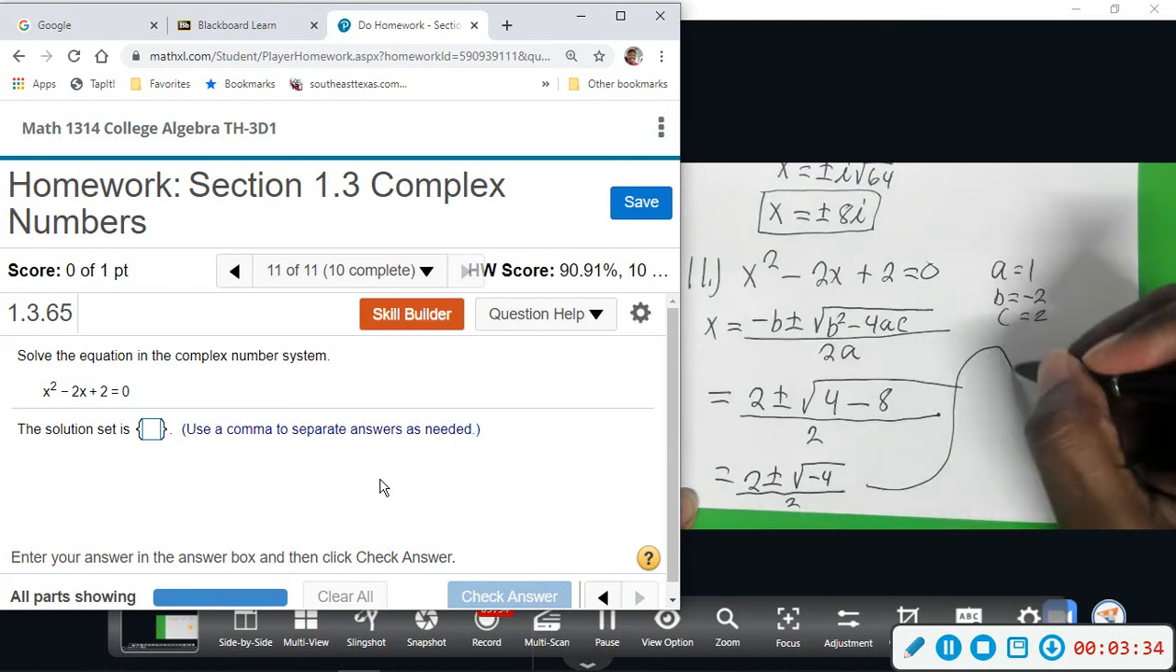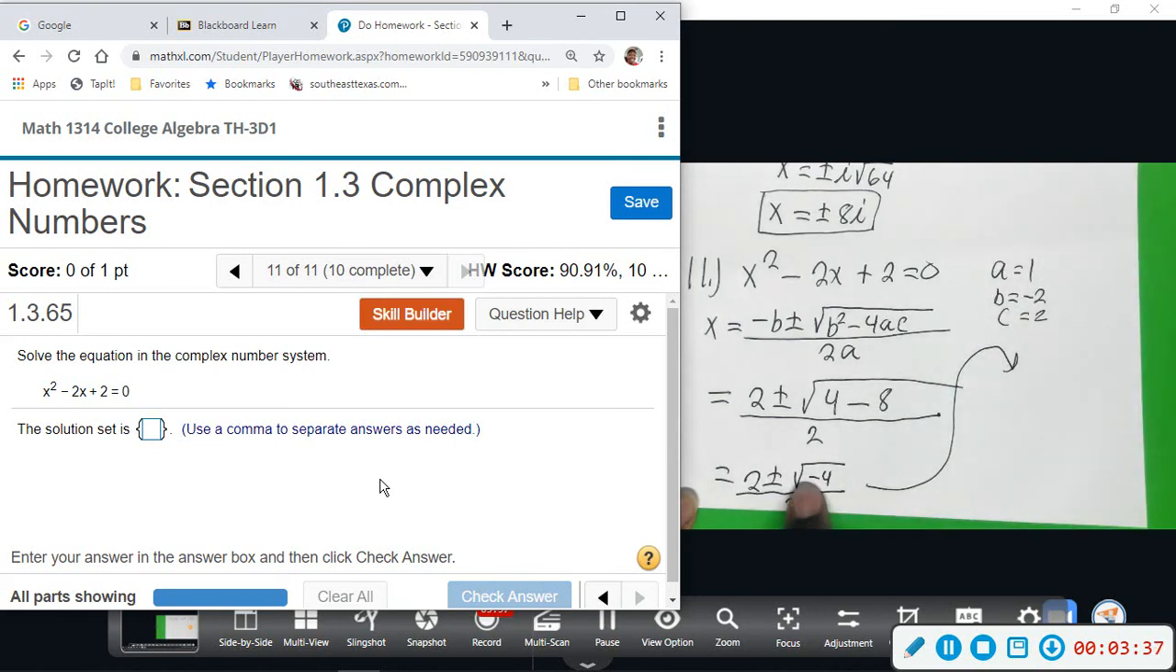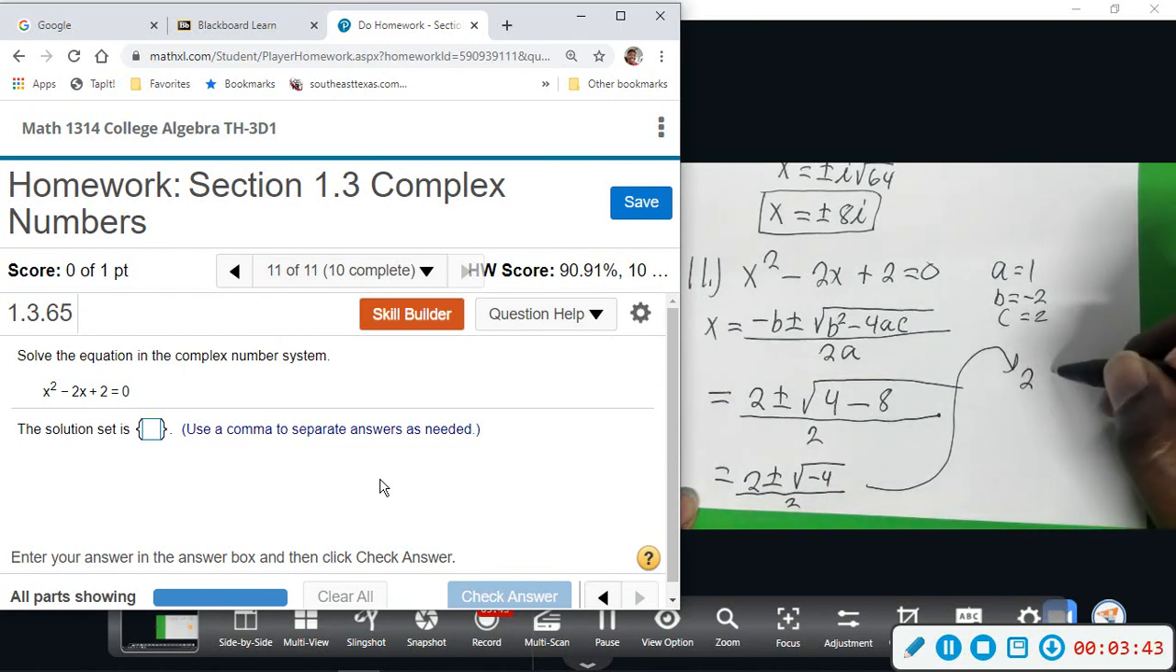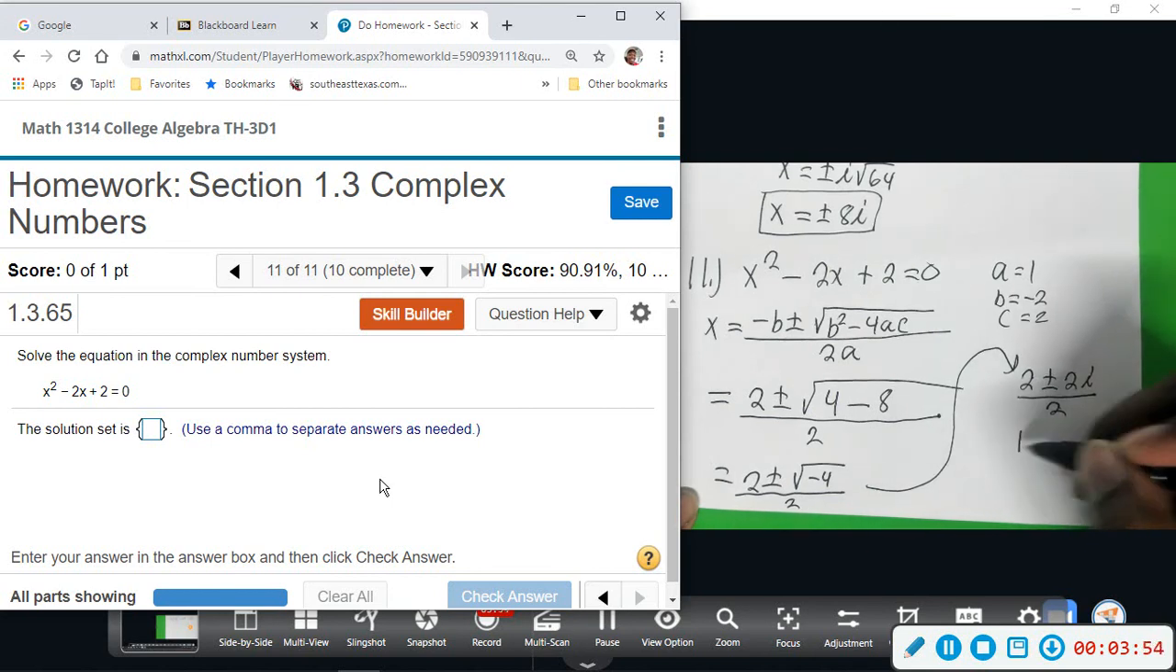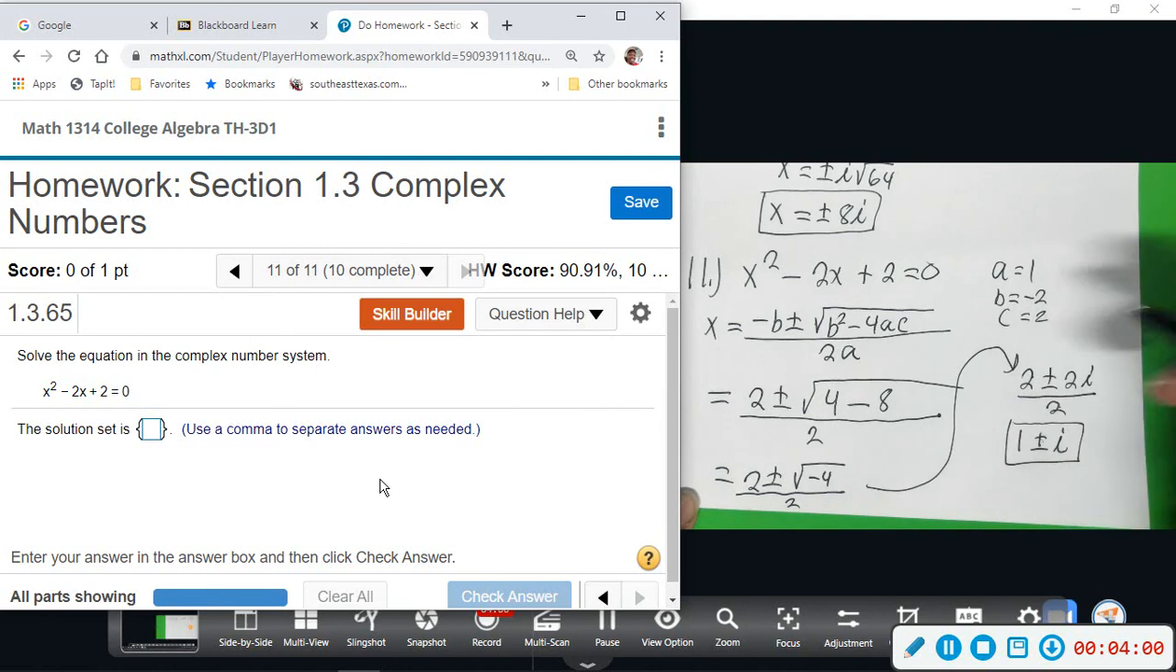The square root of negative 4 is 2i. So we have 2 plus or minus 2i, divided by 2. Both of these numbers can be divided by 2, so divide by 2, and that gives us 1 plus or minus i. So that will be our two solutions in the complex plane: 1 plus or minus i.